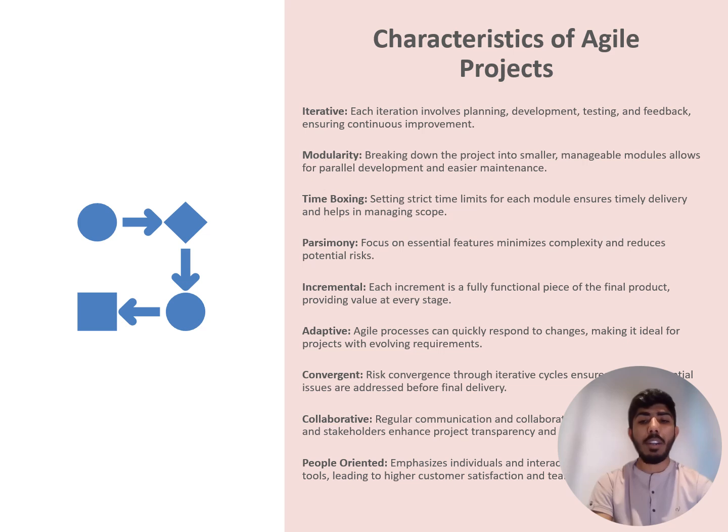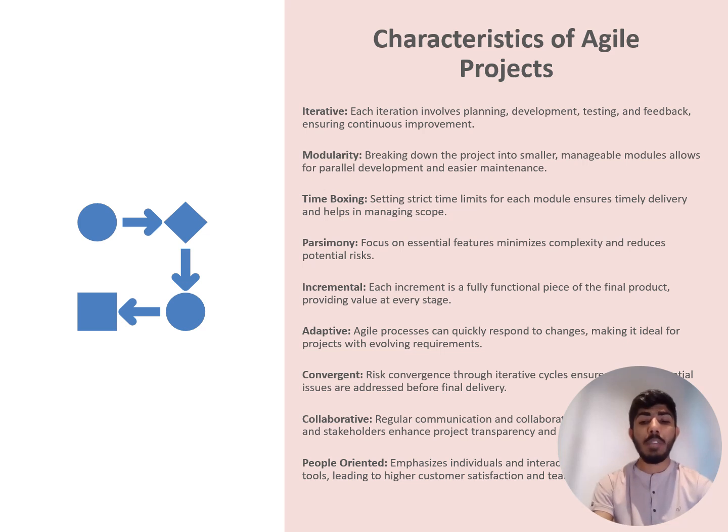Let's talk about characteristics of agile projects. Agile projects are iterative, involving continuous planning, development, testing, and feedback. They are modular, breaking projects into manageable parts for easier development. Time boxing ensures timely delivery by setting strict time limits, and parsimony focuses on essential features, reducing complexity. Agile is incremental, delivering functional product pieces at every stage.